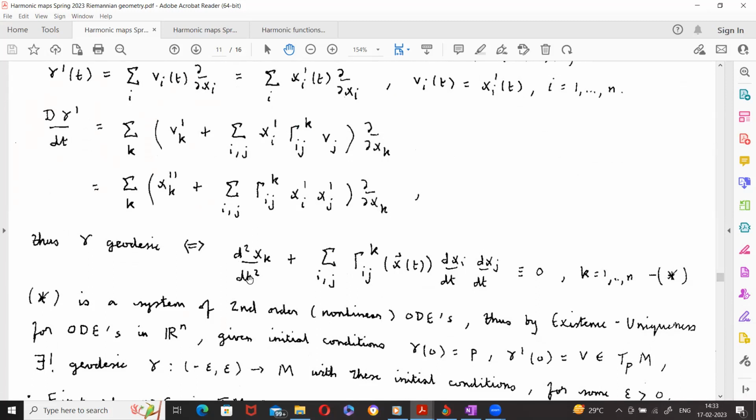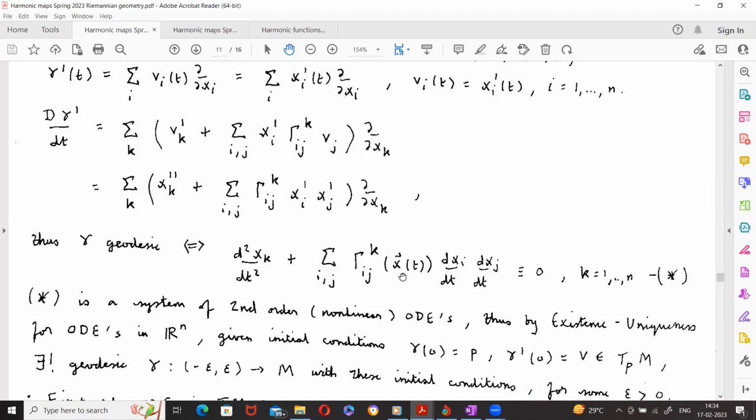d squared x_k/dt squared plus sum over i,j of Gamma_ij^k of x(t) times dx_i/dt times dx_j/dt equal to 0, right? So we see that in the geodesic equation, if the Christoffel symbols were identically 0, then this would just be d squared/dt squared of x_k is 0, and your solution would just be a straight line, right? But in general, the Christoffel symbols will not be 0, so you'll get some nonlinear equation. This is a nonlinear second order ODE, right?